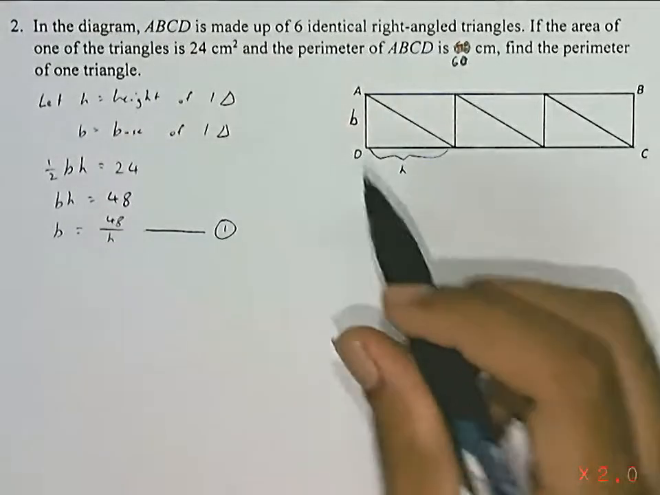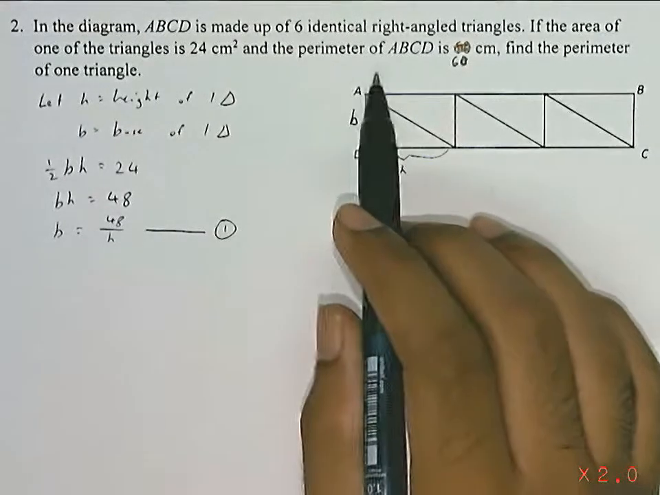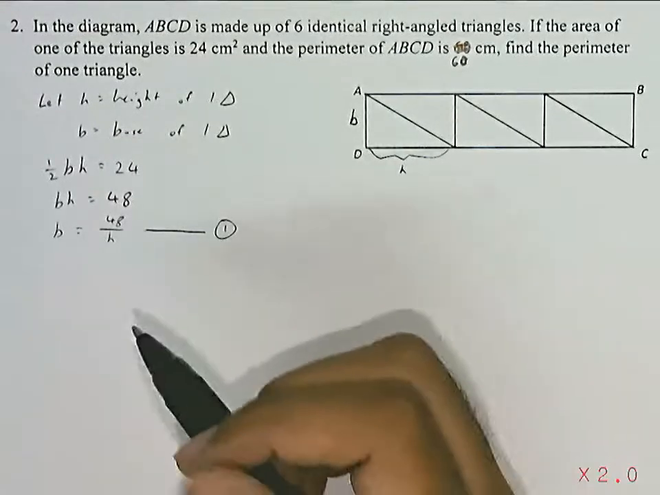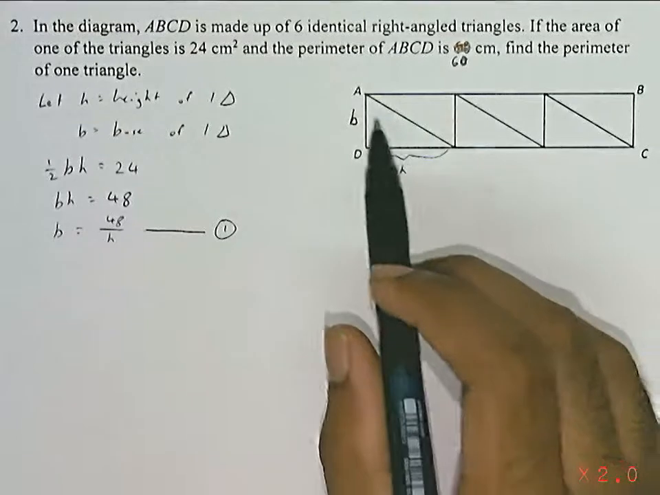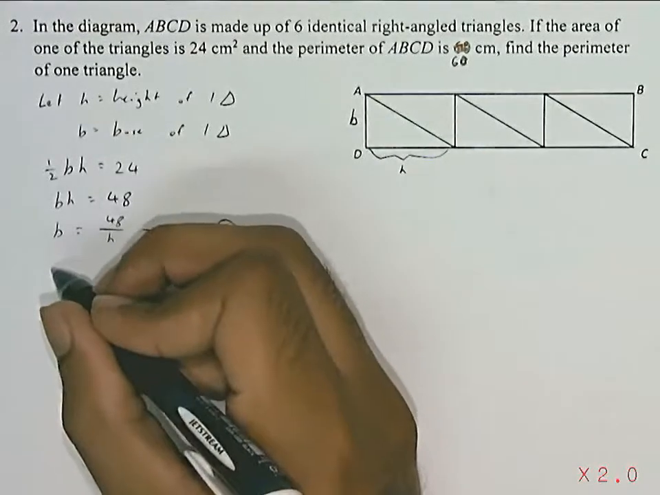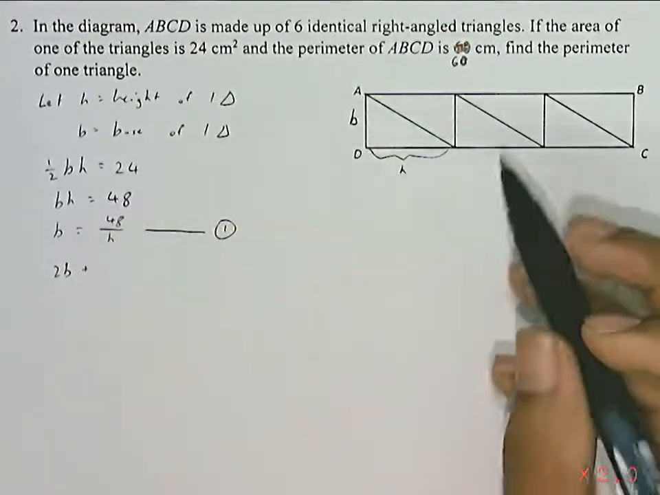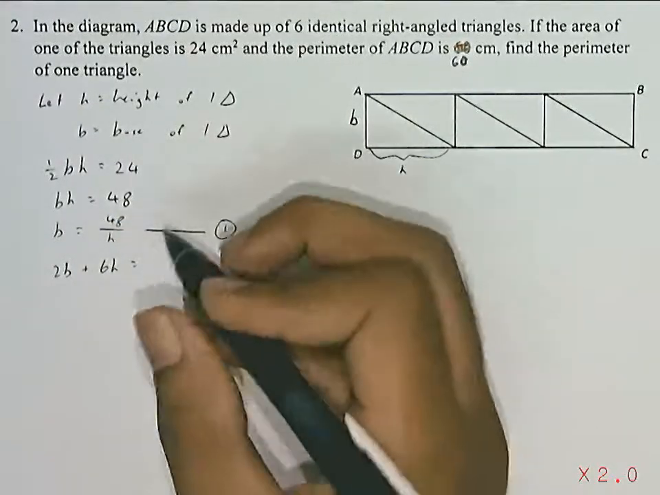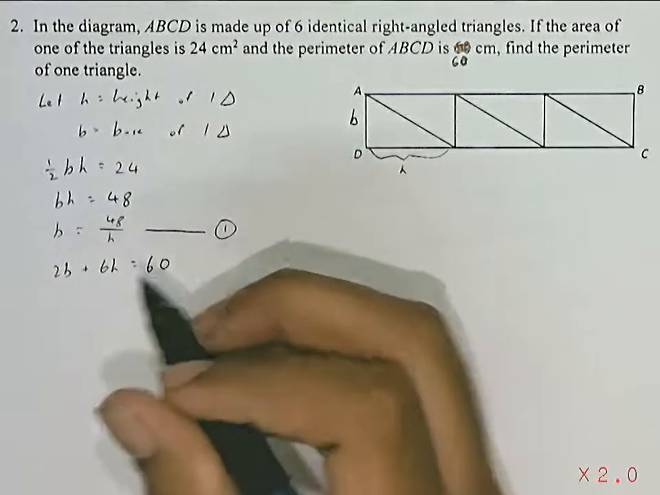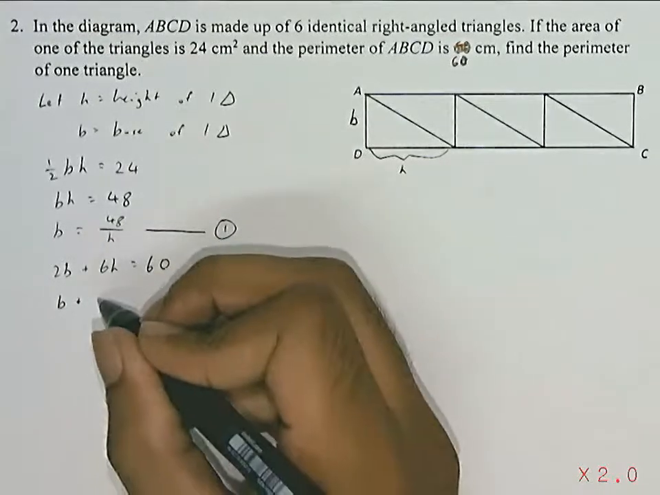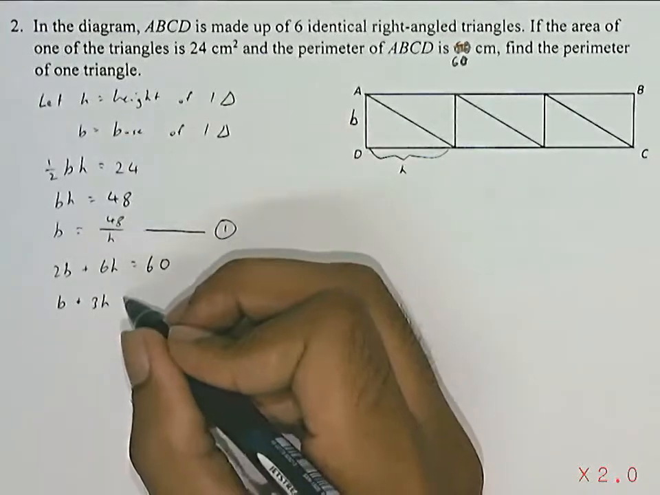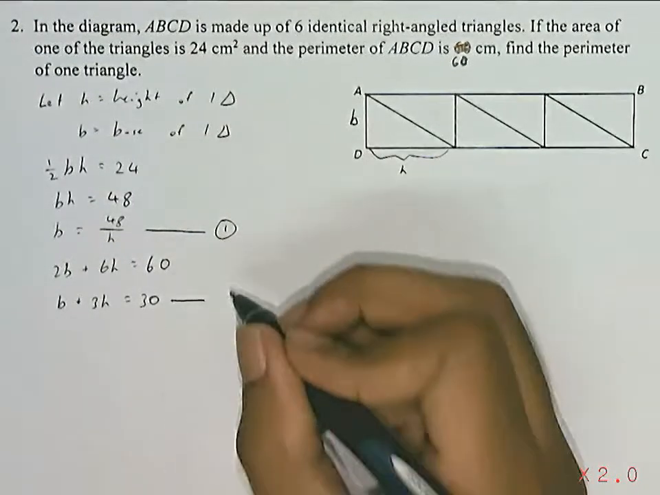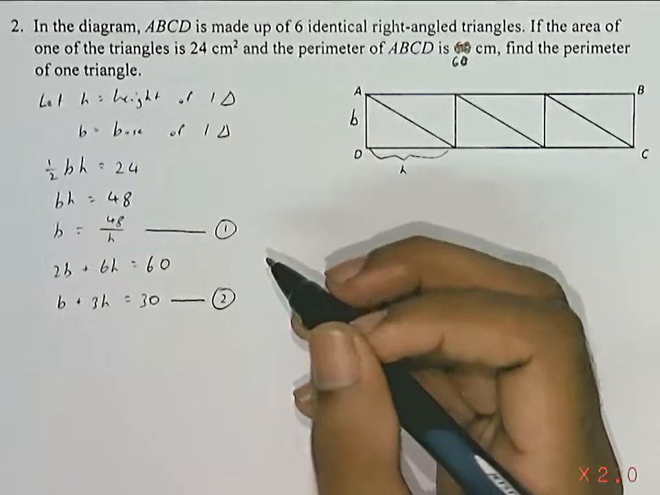The next equation is the perimeter of ABCD is 60 cm. So the perimeter is 2 times b plus 6 times h, and that is 60. Again, we can simplify this so that b plus 3h is equal to 30. And this will be my equation 2.